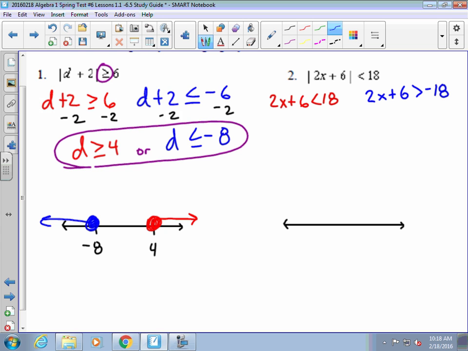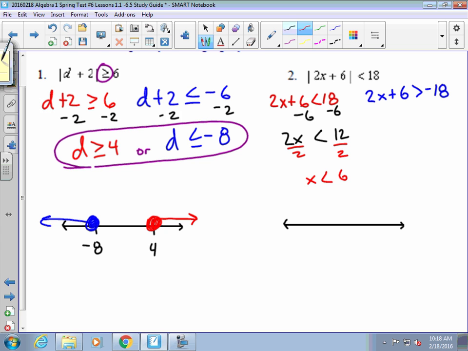Undo plus 6 for this one right here by subtracting 6 on both sides. 2x, no reason to reverse it. 18 minus 6 is 12. And then get x by itself by dividing by 2 on both sides. X is less than 6.